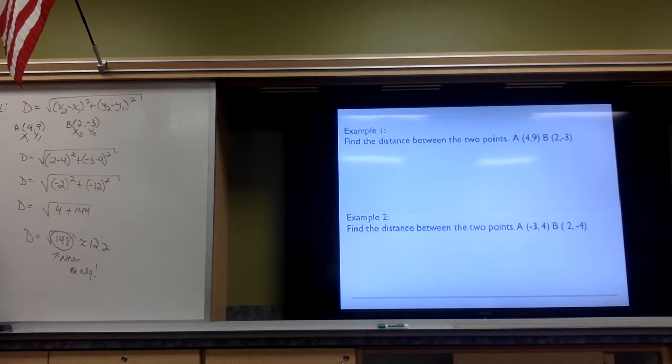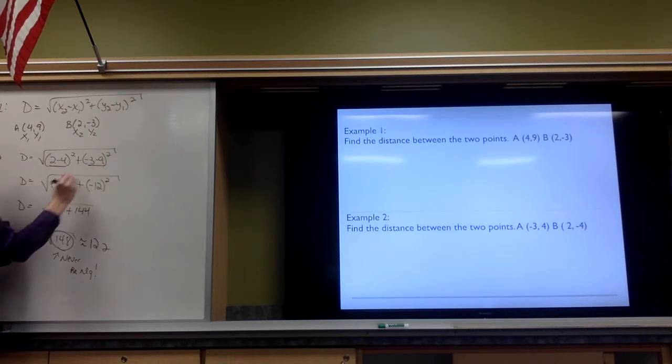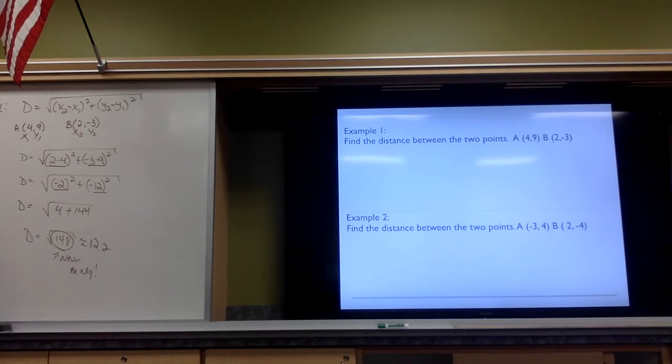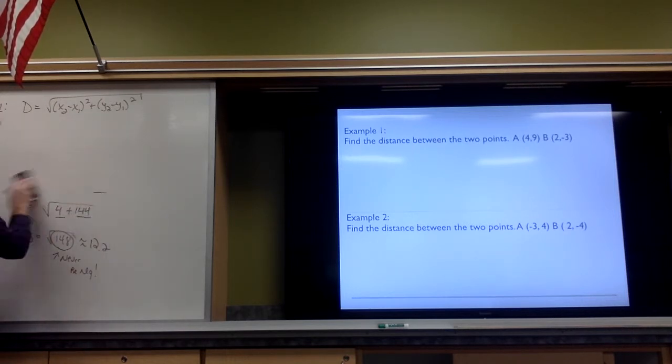So when you're squaring these numbers right here, okay, that's taking care of the negative. So when you simplify, you're never going to be adding a negative underneath the square root. That's very important to remember. Okay? All right, so I'm going to go ahead and erase this. And we're going to do the second problem.